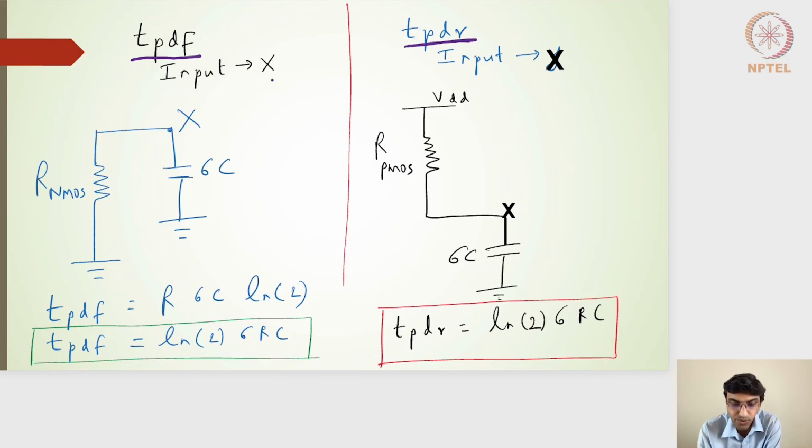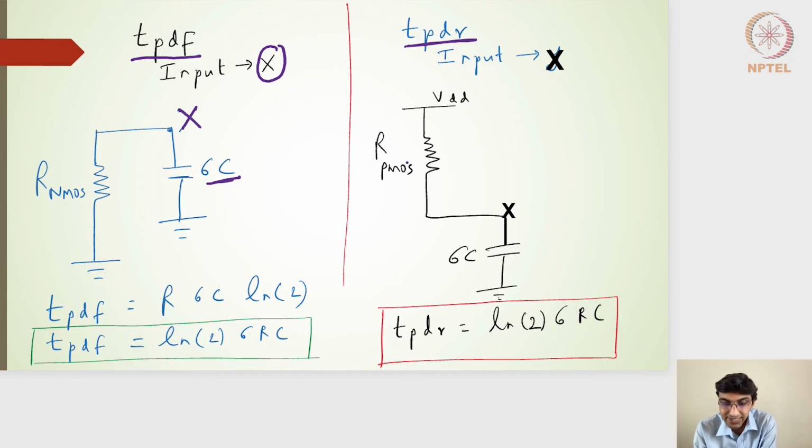So from input to X, which is the output of the first stage, what should be the propagation delay falling, and similarly what should be the propagation delay rising for the input to the X node. So I've written the X node, and then X node sees a capacitance of 6C. And for the falling, it is anyway the NMOS transistor, which ensures that the X node discharges to 0.